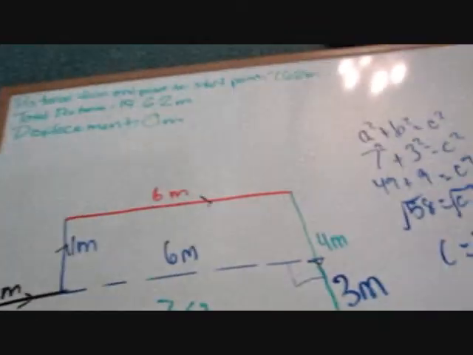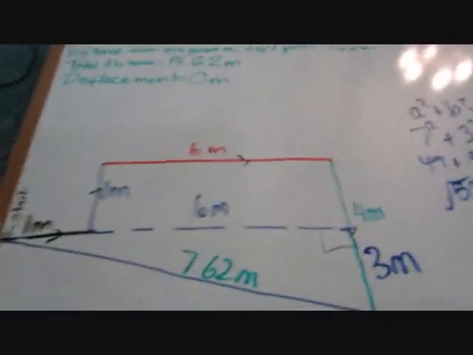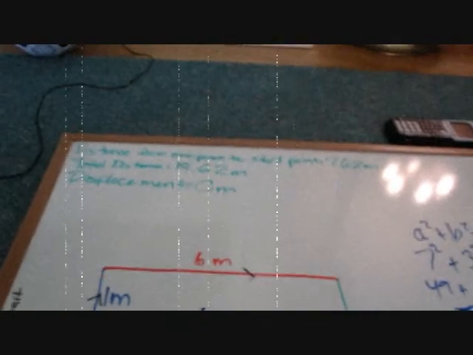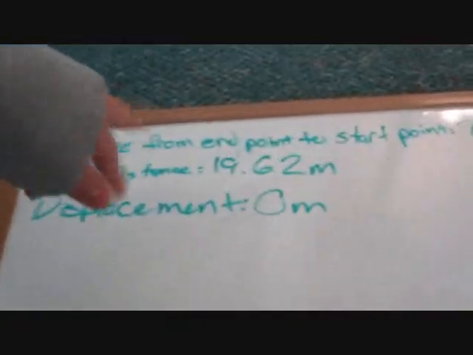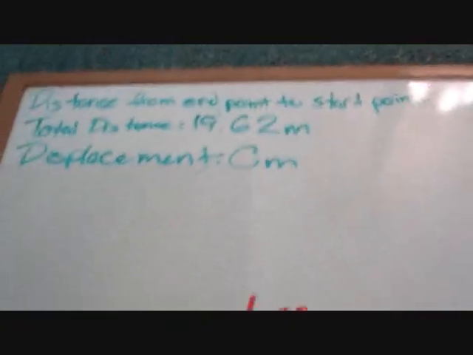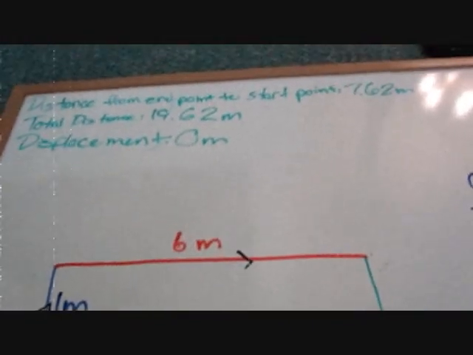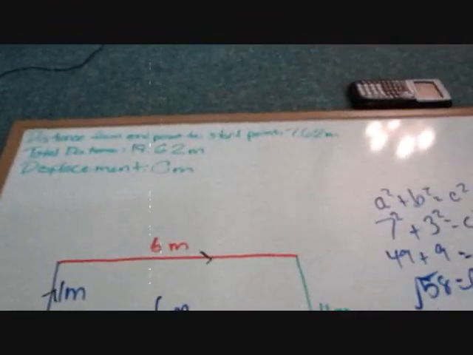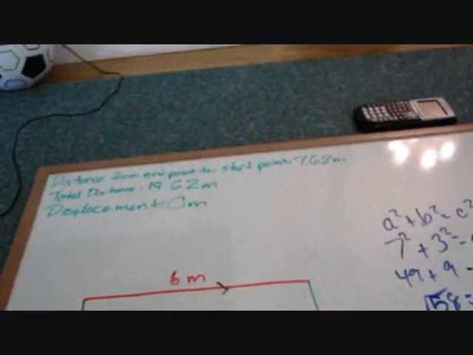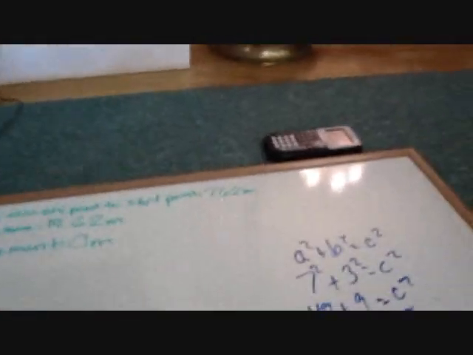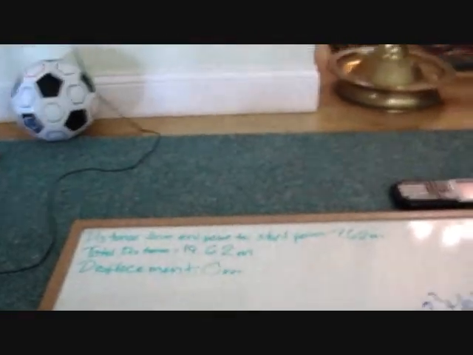Alright, now Tom's gonna explain the rest. We found that the total distance I walked was 19.62 meters, and the displacement was 0 because I ended up in the same spot where I started at the end. So basically he theoretically went nowhere. Bam. Vectors.